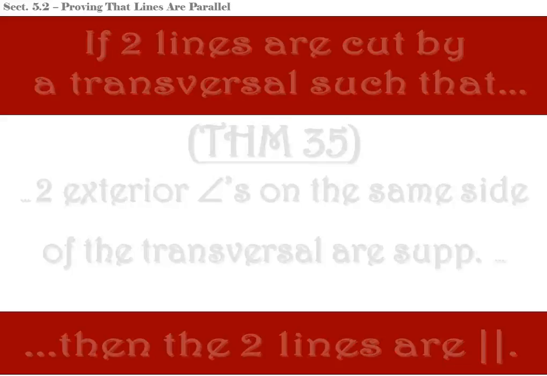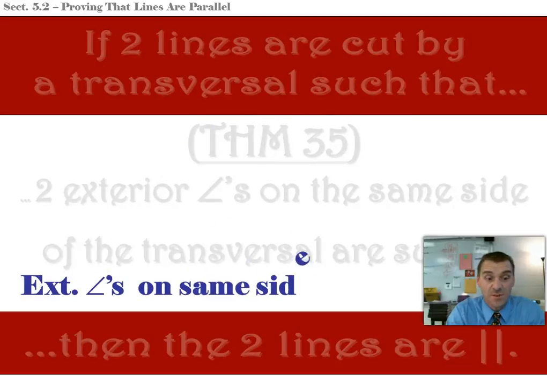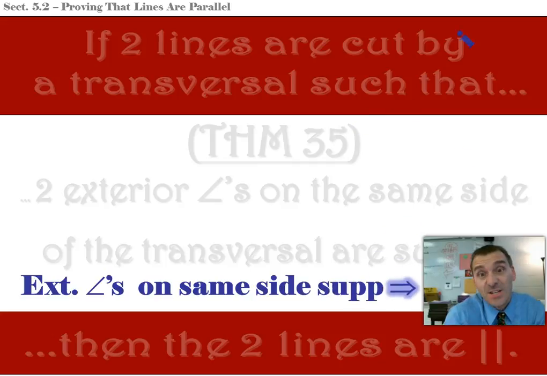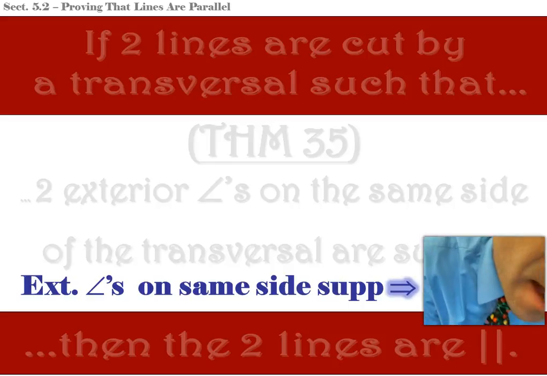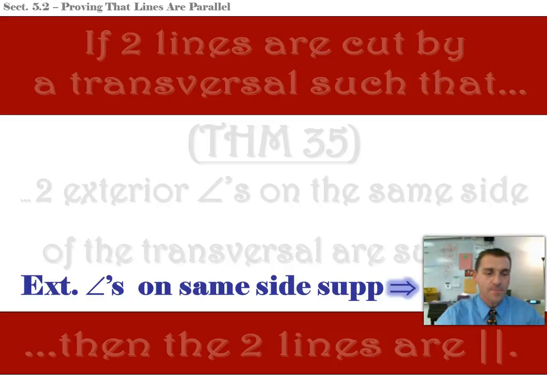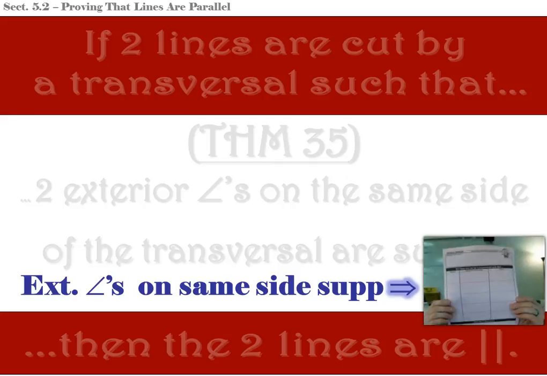You got it. It is another rapping form, if you will. It's like the other one. It just says exterior angles on same side sup. Exterior angles on same side sup imply parallel lines. So there are your 5 that go in the middle right there. But again, the first 3 are the main ones that we're going to be using.